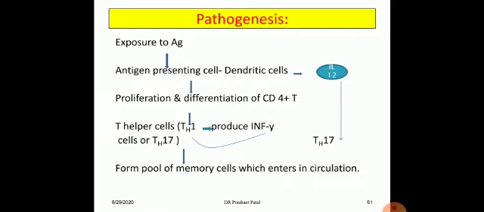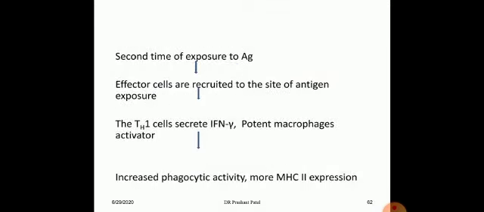This CD4 plus T cells activate various helper T cells like type 1 and type 17 helper cells. So this produces the interferon gamma. The binding of antigen presenting cell also secretes the interleukin 12. This all forms the pool of memory cells which enter into the circulation. Upon re-exposure, effector cells are recruited at the site of antigen exposure.